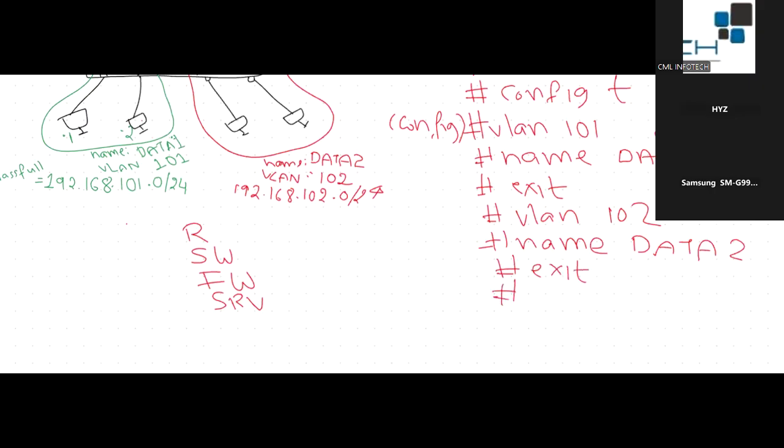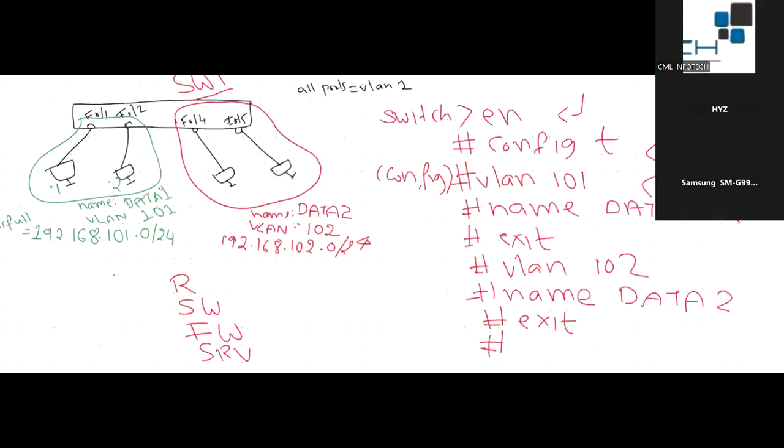Now you can see you were in global configuration mode. You put the VLAN command, entered the VLAN mode and created the VLAN name, then again exit, back to config T mode. Again, you went to VLAN 102, which means you moved to VLAN mode, then you put the name, exit, and you are back in config T mode.